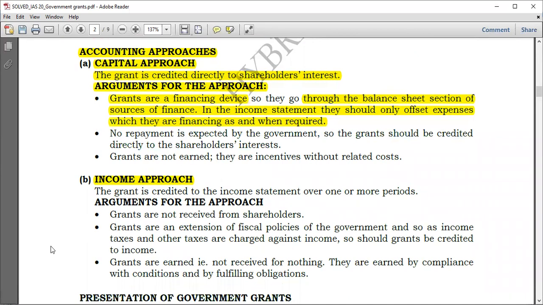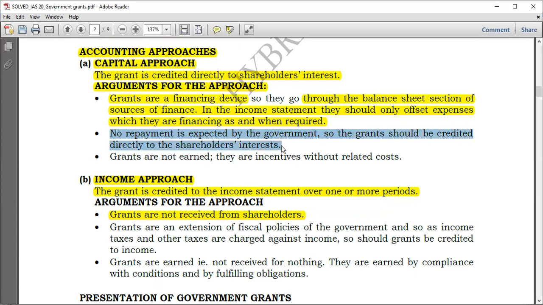So you have to know that. But the income approach says that the grant is credited to the income statement over one or more periods. Simply speaking, you recognize income and you match it with the cost. The arguments here say that grants are not received from shareholders, so they should not go to equity, as this one said, the financing device. Another argument for the capital approach is that no repayment is expected by the government. So the grants should be credited directly to the shareholders' interest.